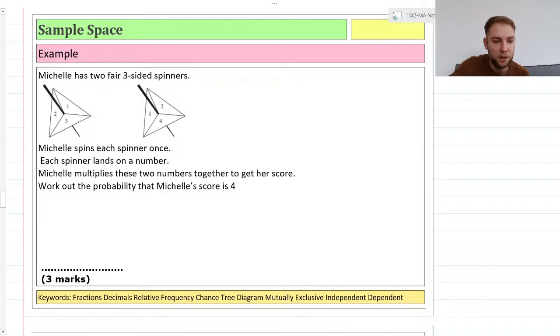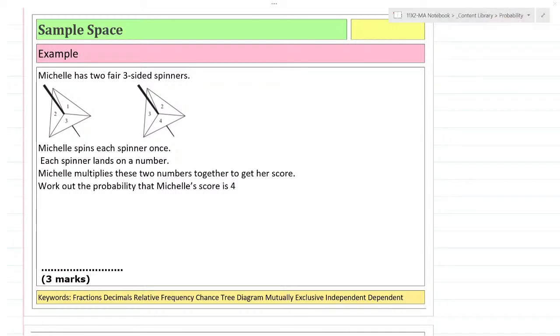Alright, so have a little go at this one yourself. So you are going to need your sample space to do this.